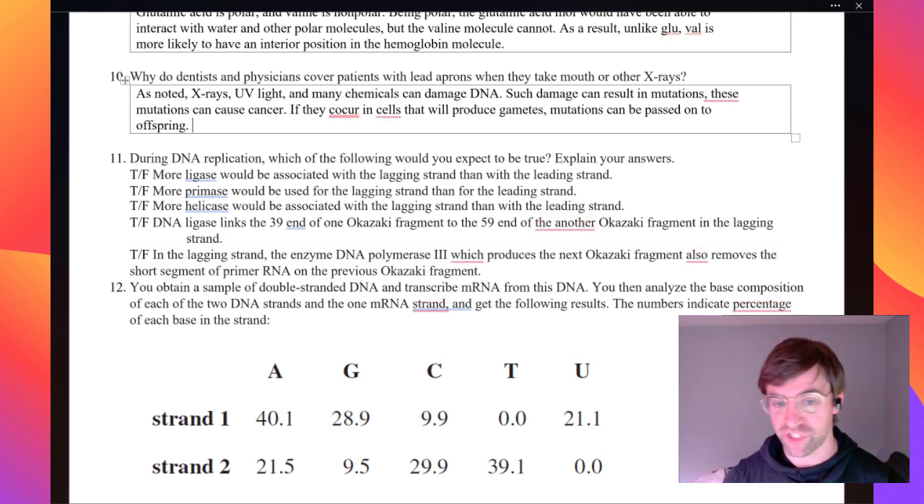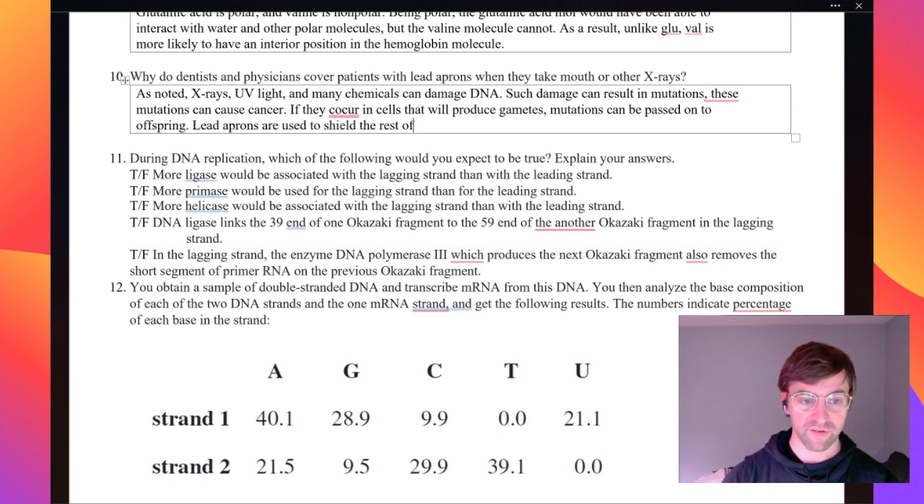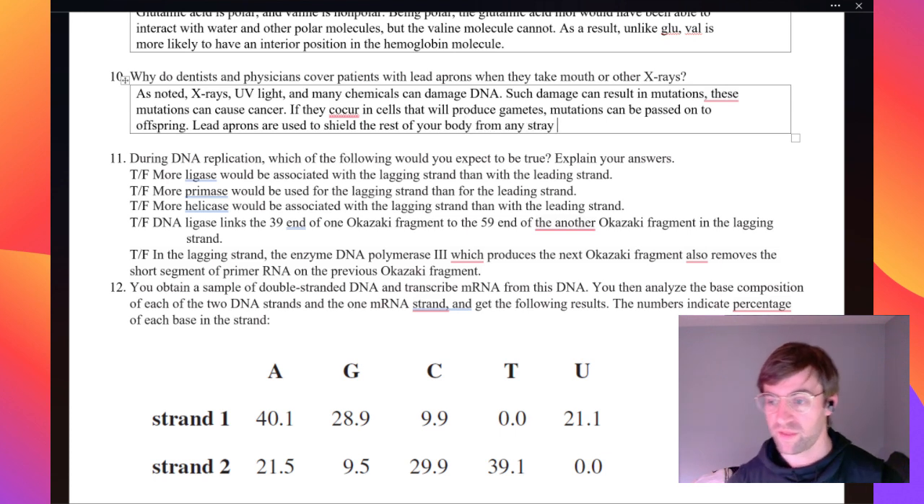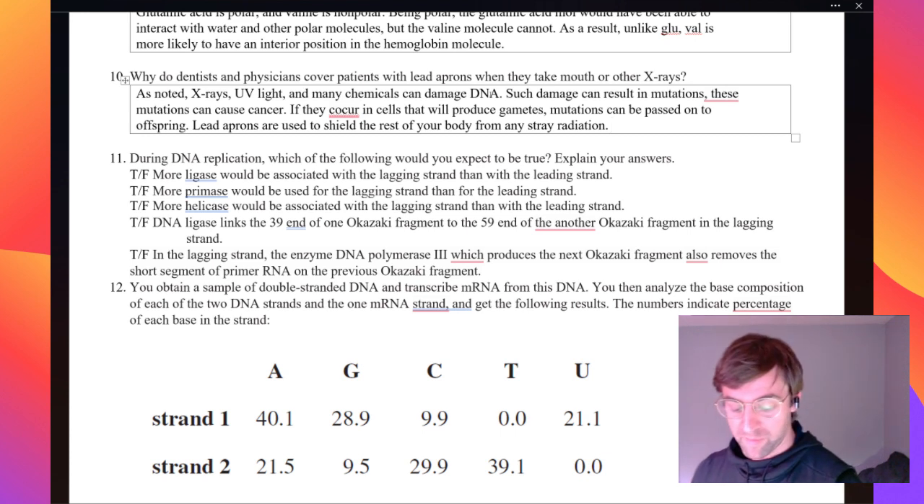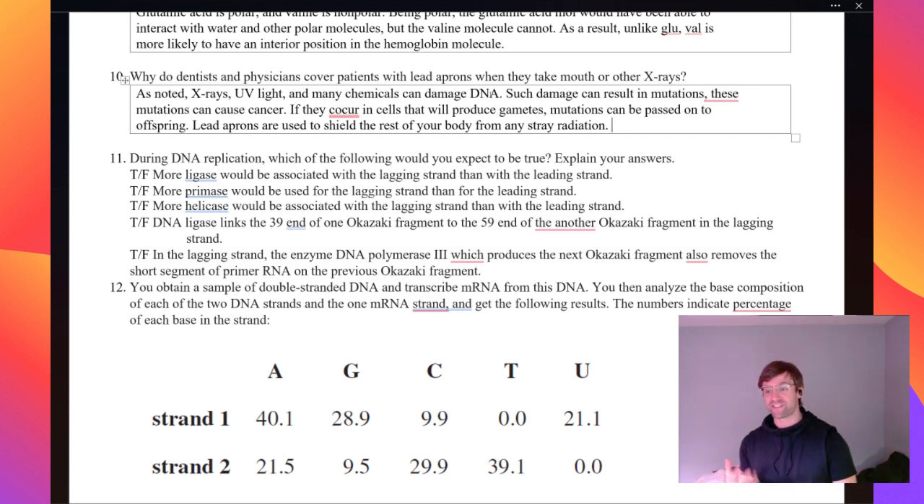As a result, lead aprons are used to shield the rest of your body from any stray radiation. So this kind of goes into the do no harm part of healthcare, and why it's important not to order unnecessary scans if you don't need them, right? We are irradiating our bodies when we get X-rays and other kinds of imaging. As imaging technology improves, we can get a higher resolution of detail with less radiation, with less harm done to the cells in our bodies. But the level of harm is never zero, right?